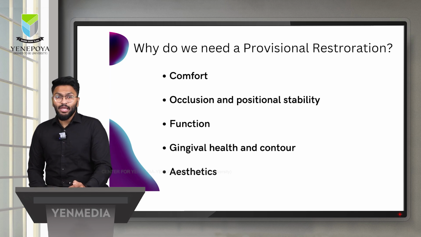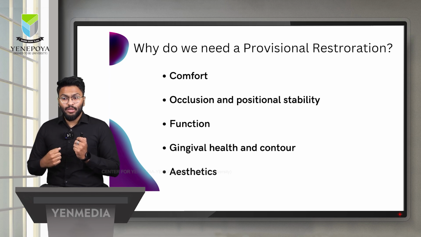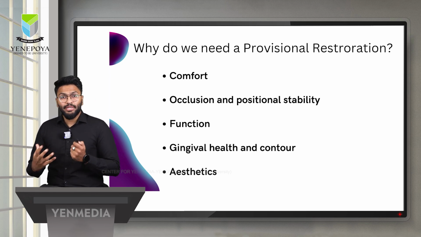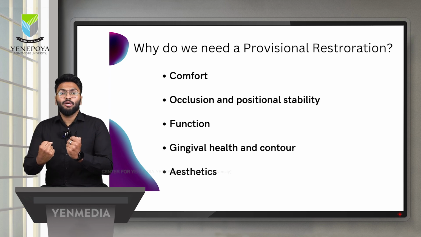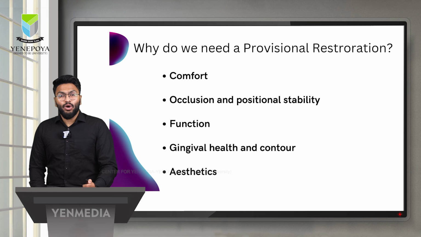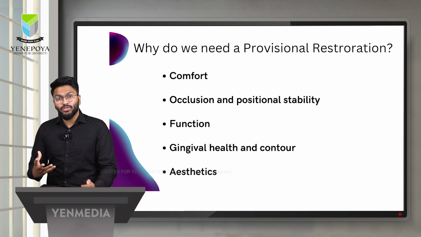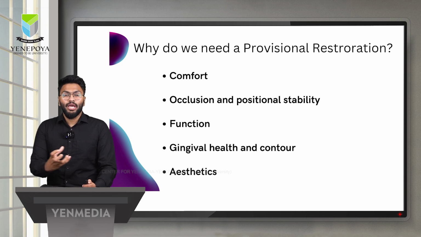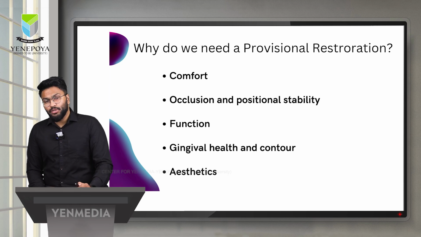stability. Why? Once the preparation is done, there are chances that the adjacent tooth can move into the area of the prepared tooth, since there is a loss of contact. Once there is a loss of contact, the adjacent tooth can move towards the prepared tooth. Also, the opposing teeth, which are in occlusion, can move occlusally and cause supraeruption of the opposing teeth and reduce the space in the restorative area. So it is necessary that you give a provisional restoration to the patient to maintain the occlusion and positional stability.